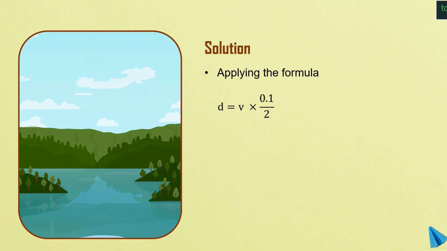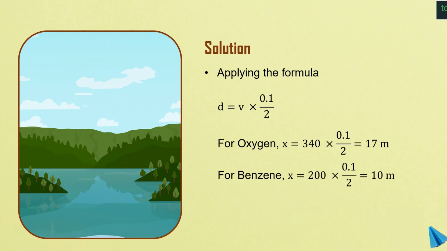So, by applying the formula, D is equal to V multiplied by 0.1 by 2, and for oxygen we have X is equal to 340 multiplied by 0.1 by 2, that gives me 17 meter. And for benzene, Y is equal to 200 multiplied by 0.1 by 2, that is 10 meter. So here we need to find out the ratio, and the ratio is 17:10.